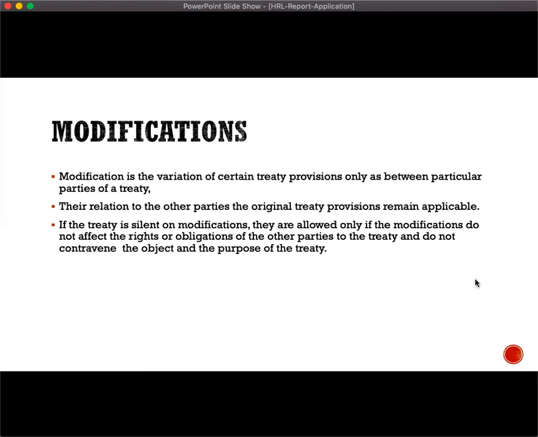So modification is a variation of certain treaty provisions only as between particular parties of a treaty. So in their relation to the other parties, the original treaty's provisions remain applicable. So if the treaty is silent on modifications, they are allowed only if the modifications do not affect the rights or obligations of the parties to the treaty and do not contravene the object or purpose of the treaty.